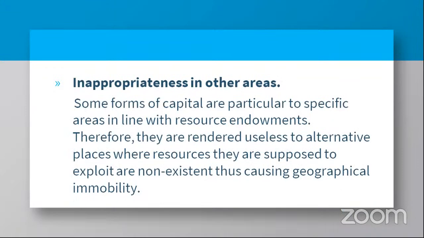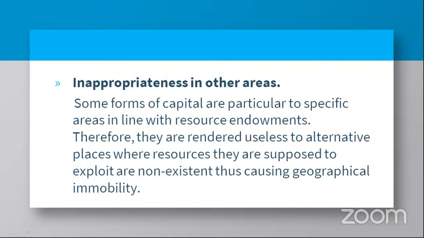Here we are saying some forms of capital are particular to specific areas in line with the resource endowment. Therefore, they are rendered useless in alternative places where the resources they are supposed to exploit are non-existent, thus causing geographical immobility. I think you've got the point very well. I'm not seeing any hand up. Okay, Adiambo, you can unmute yourself.